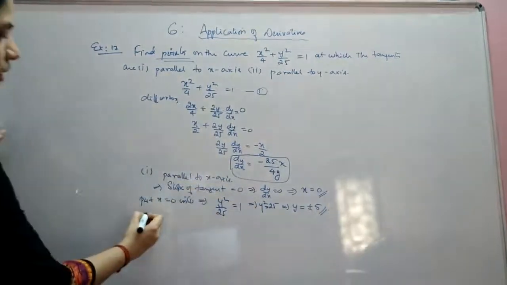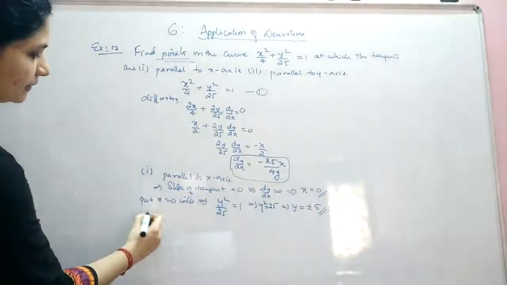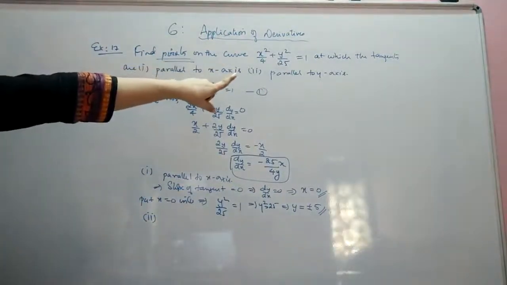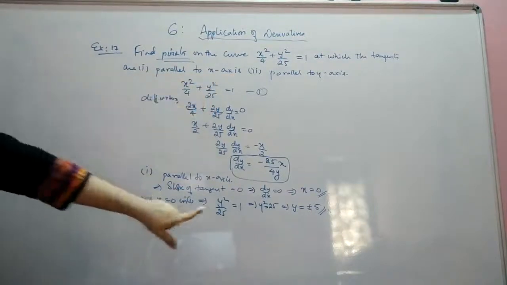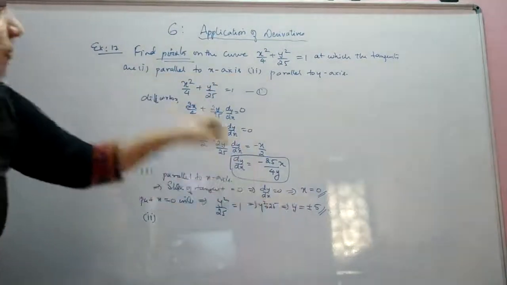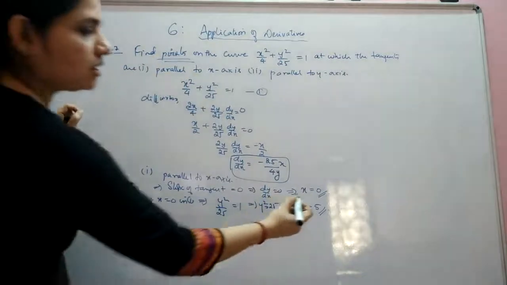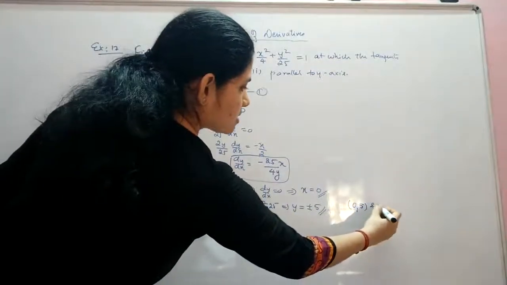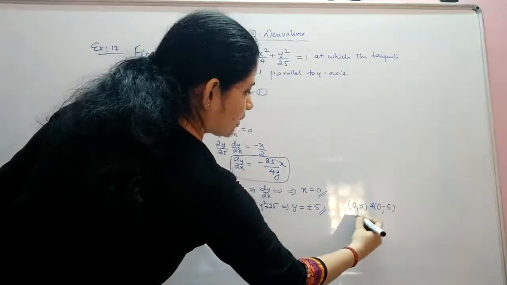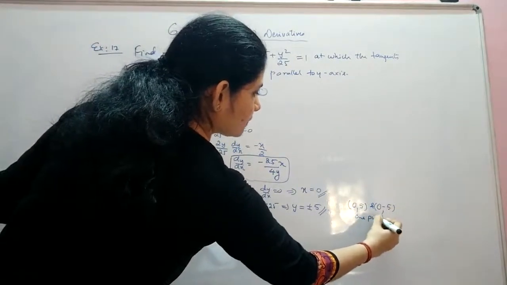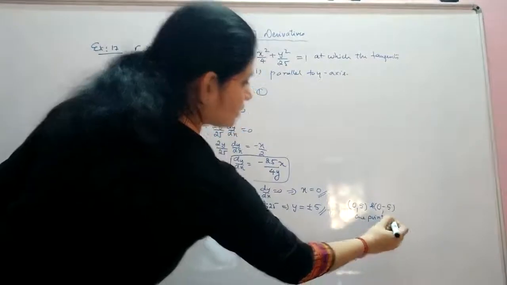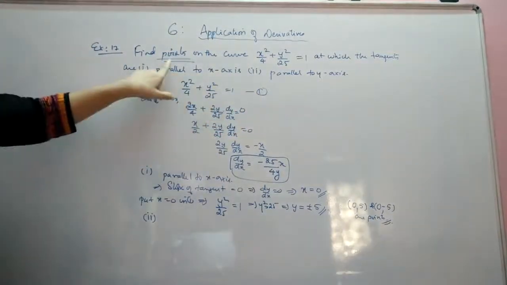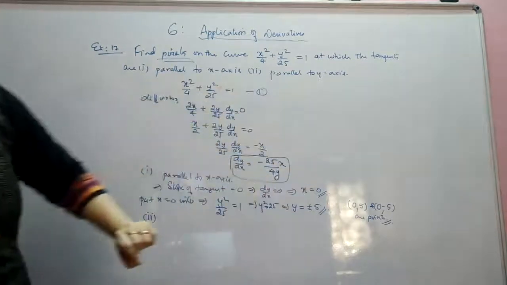Okay, now what is the second thing? Second thing is parallel to y-axis. So when you get this, what are the points here for the first subdivision? x comma y. So you will get 0 comma 5 and 0 comma minus 5 are the points where the tangent is parallel to x-axis. Since the points are required, you have to write the points also.